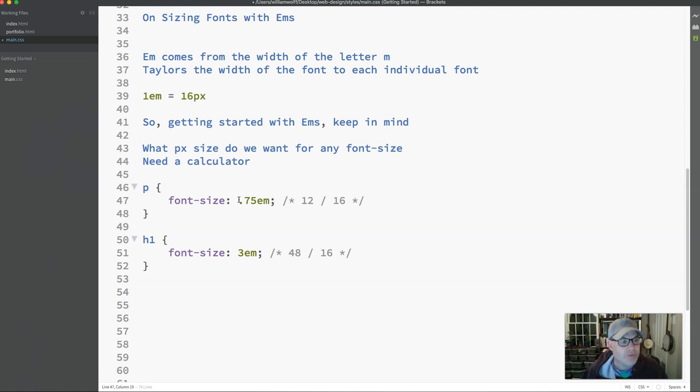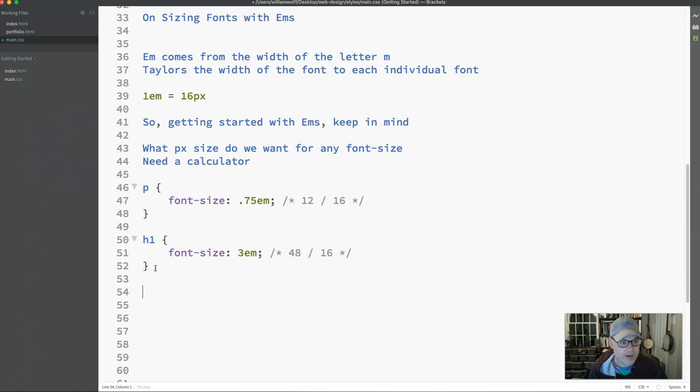We can have decimal points for our font sizes when we're using EMs. And like I said, it gives us a very exacting kind of number. That will be 0.75 of the width of the letter M for each individual font. And it can go the other way around.